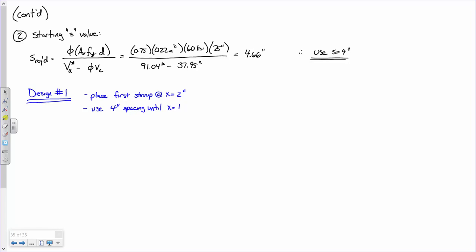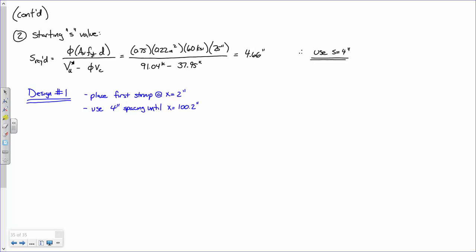100.2. Now this is a very rudimentary design because we're not even recognizing the fact with this design that there's portions of the beam that don't need all this heavy stirrup usage. We can use S max in some of those center regions or some of those regions closer to the center. But we're just walking before we can run. Okay?